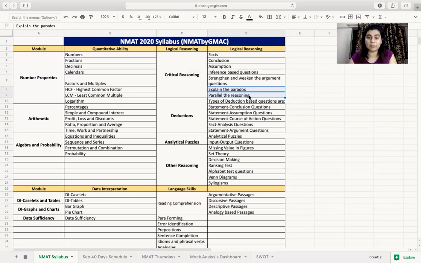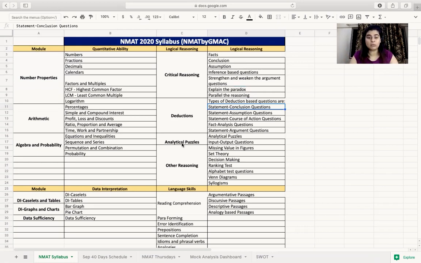Then we'll have our typical deduction-based questions: statement, conclusion, assumption, inference, course of action, fact and analysis, statement and argument. These are very interesting questions. You will have to give yourself a good amount of practice and preparation so that you do not lose time. The sections where I feel you're going to face the maximum time crunch are quants and DI and the logical reasoning section, because everything in logical reasoning is now time consuming.